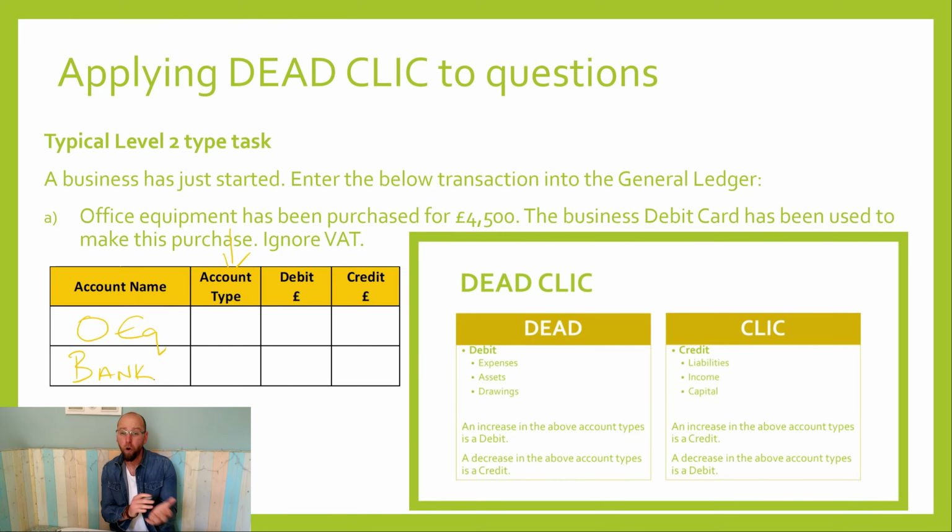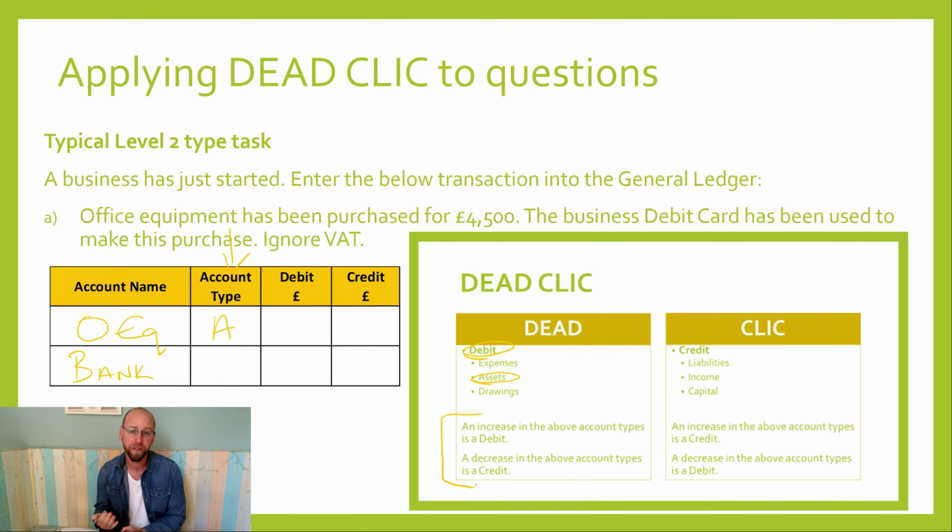Like we saw before, office equipment is something that the business is buying to be able to use within the business. Because they're buying it to be used within the business, it's going to be in the business for a long period of time, so we're going to treat that as an asset. So it's an account type asset. And we know from debit CLIC, an asset is a debit account. But before we jump straight into saying we're going to debit £4,500, let's make sure we should be debiting the office equipment account by using the information that we have here.